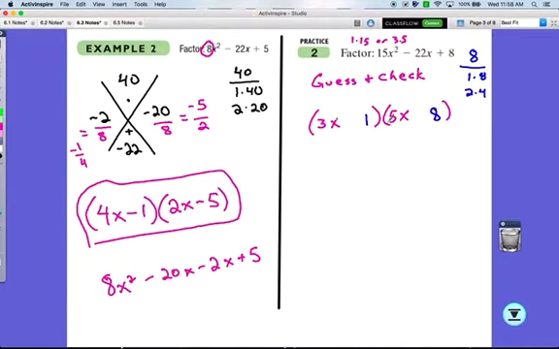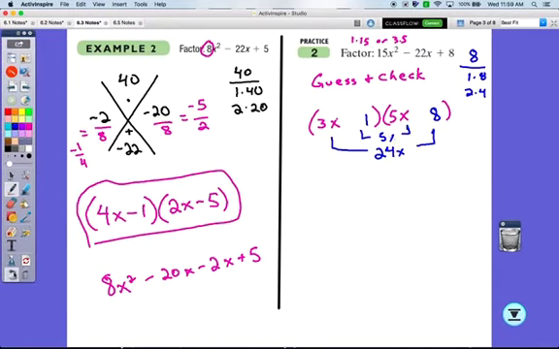And I'll look and see, is this going to give me what I want? The 1 times 8 gives me the 8. 3 times the 5 gives me the 15. But when I say the 3 times the 8, that gives me 24x. And then the 1 times the 5 gives me 5x. We'll worry about signs later, but 24 and 5 will not give me 22. So I know I've done something wrong. That 1 and that 8 are not going to work with the 3 and the 5.